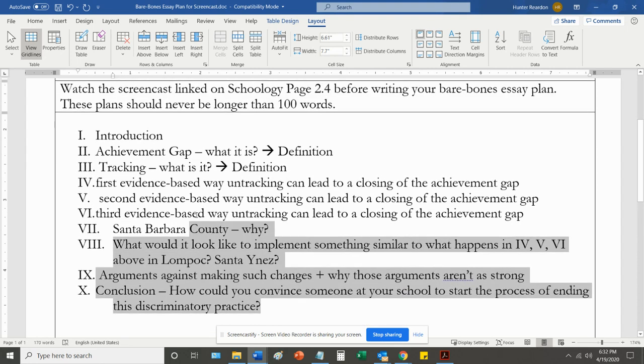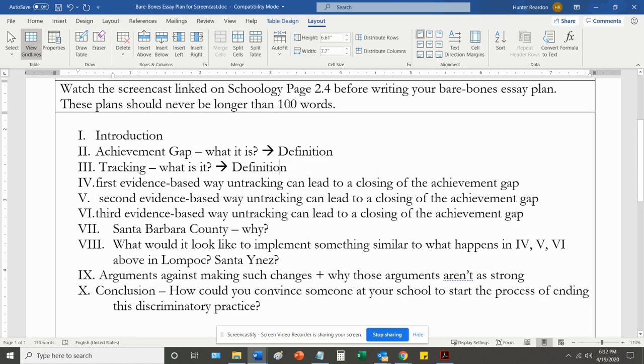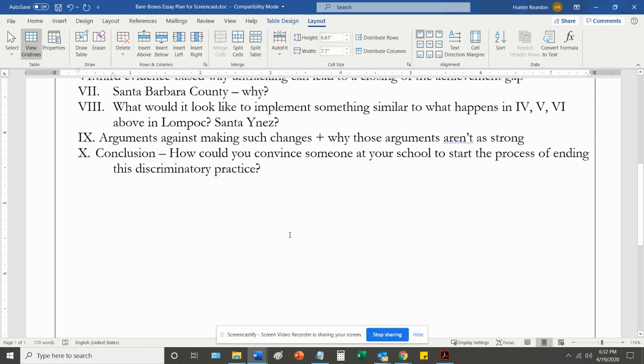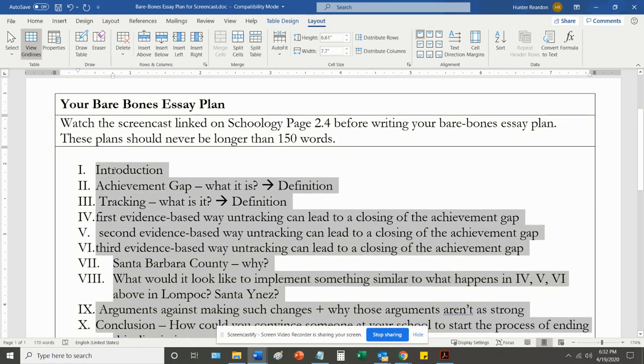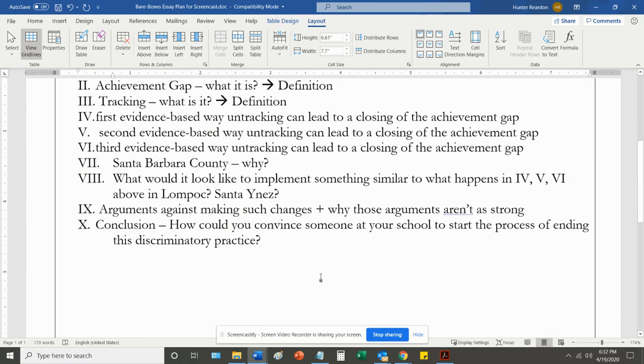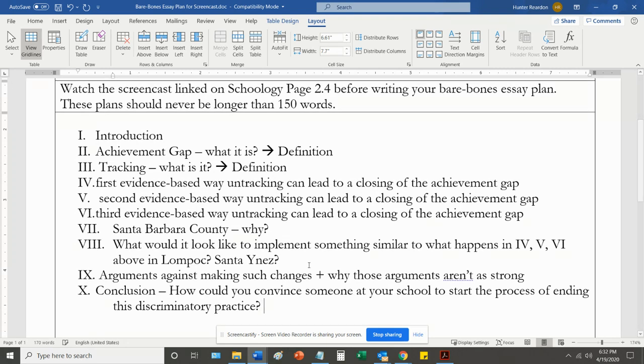I'm afraid my plan here may have ended up being more than 100 words just because I am so passionate about this topic. But I select this here, it says 118. Okay, it's a little over. I'm going to make this 150, just to make sure I'm not engaging in word count hypocrisy problems. All right. That's a bare bones plan.